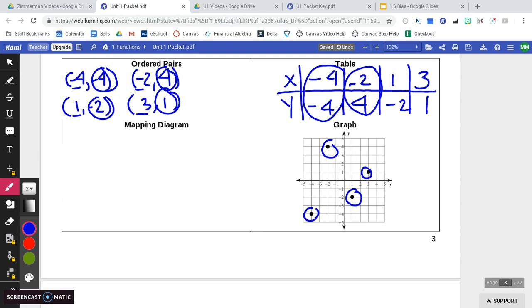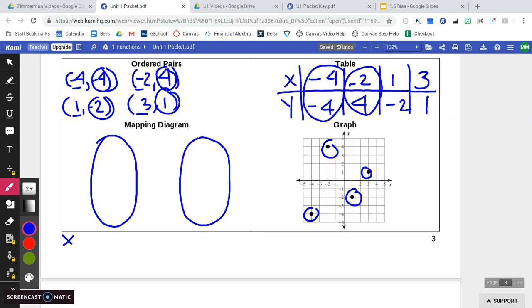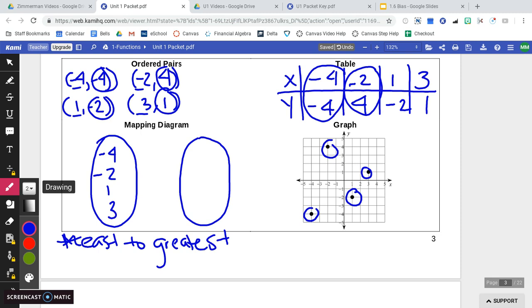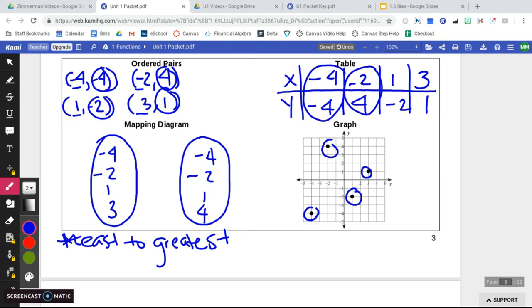And then for our mapping diagram, we have our input bubble and our output bubble. Whether you make it circular or rectangular, I don't care. But this is the one case where we want to make sure we go least to greatest for both the x's and the y's. So the smallest x was negative 4, followed by negative 2, 1, and 3. The lowest y value was negative 4, and then the next was negative 2, 1, and 4.